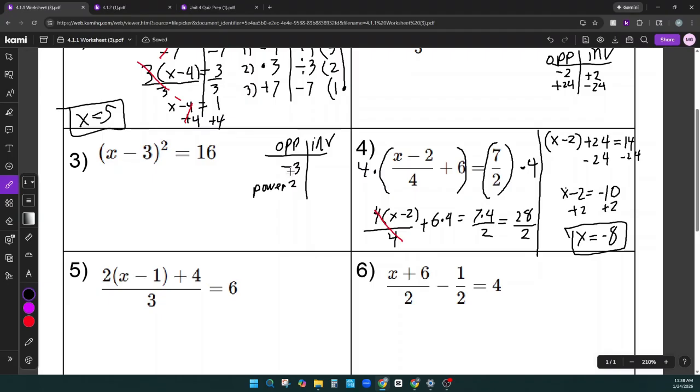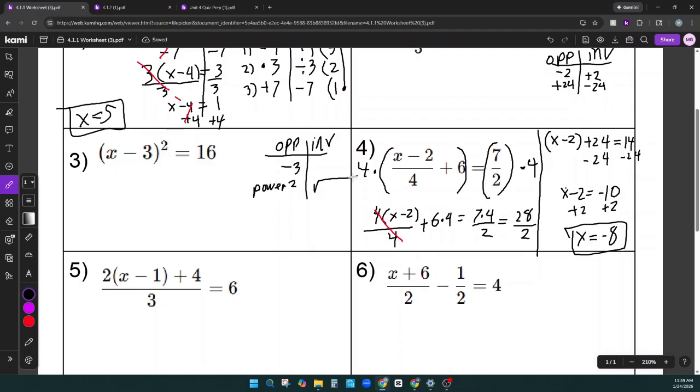Now, we should be fairly familiar with our other operations. Multiplication is the opposite of division. Subtraction is the opposite of addition. What new operations we're dealing with that we haven't had as much time to work with is that powers are the opposites of roots. So I have something to the power of 2. The opposite of that is going to be a square root. And we saw that in our last example.